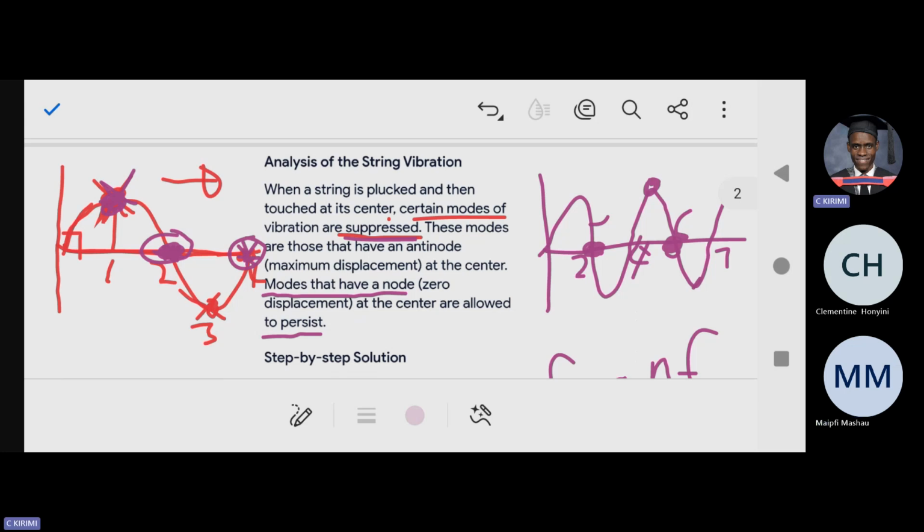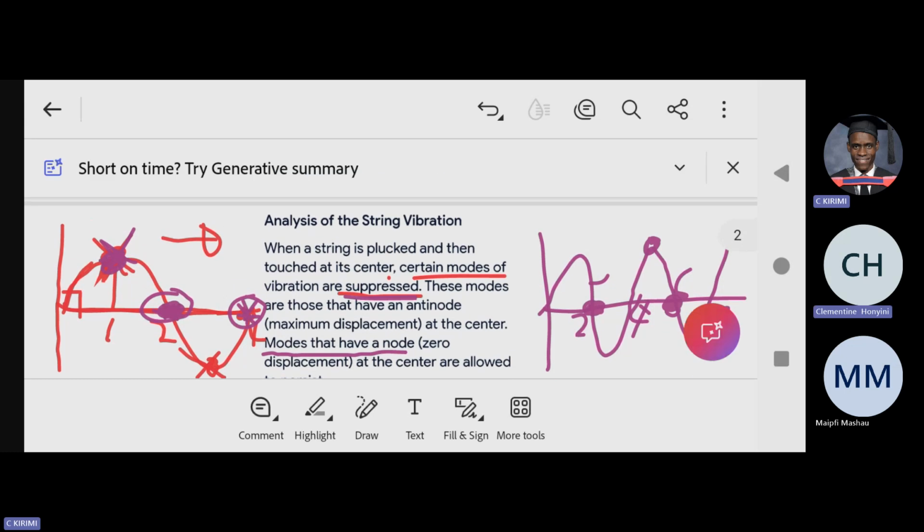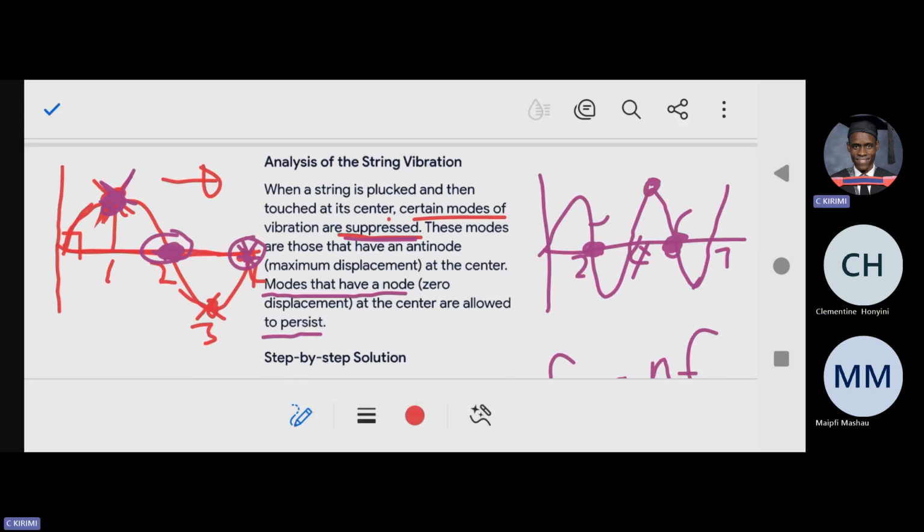So it is very important to say that when a string is plucked and then touched at its center, certain modes of vibration are suppressed. These modes are those that have an antinode. So the modes that have a node, which is a zero displacement, are the ones we are referring to, these points which I'm now putting in red. They did not move any distance in the y direction, these points, the nodes.